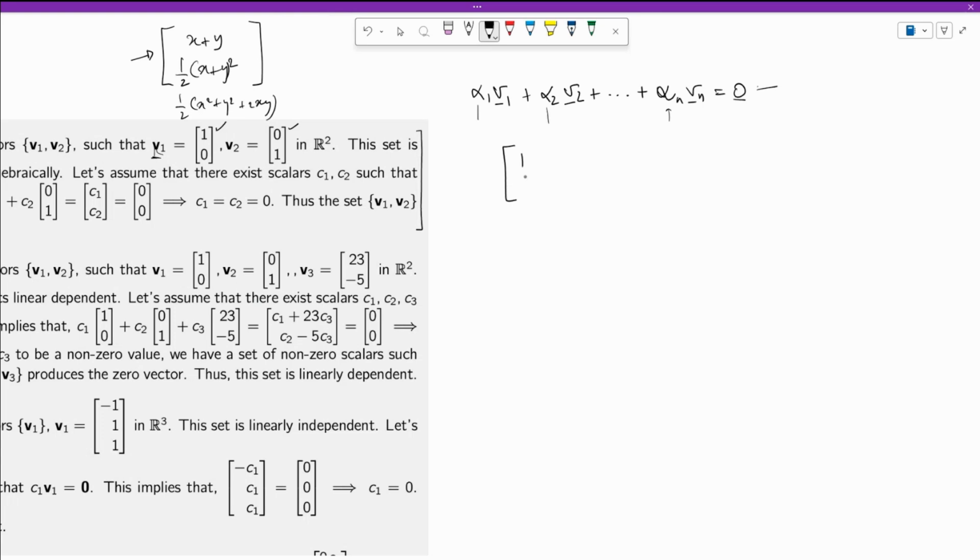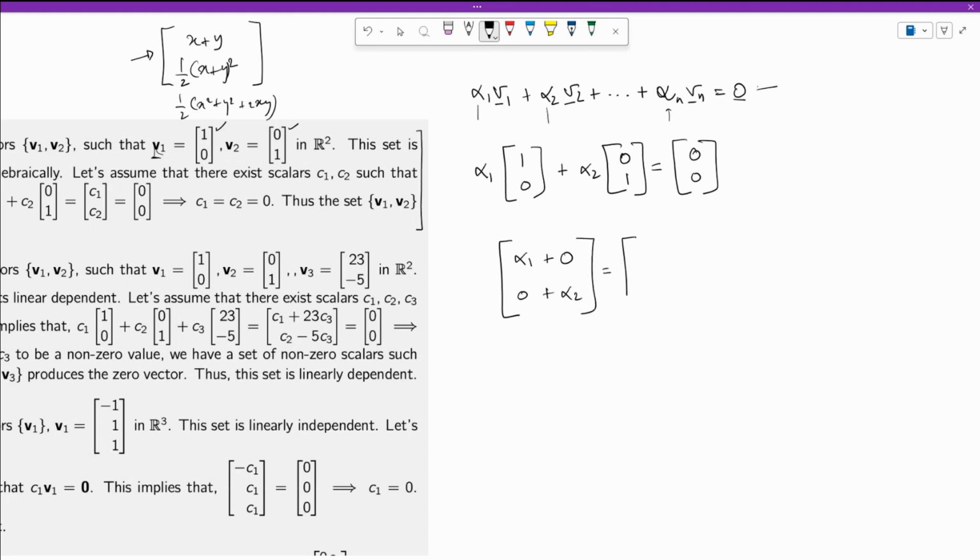I take the two vectors (1, 0) and (0, 1), multiply the first one by alpha 1. I essentially take their linear combination and equate it to 0. If I expand out the left hand side, I'll get alpha 1 plus 0, 0 plus alpha 2, which is equal to (alpha 1, alpha 2), and I want this to be equal to 0. The only way the left hand side will be equal to the right hand side is if alpha 1 is 0 and alpha 2 is 0.